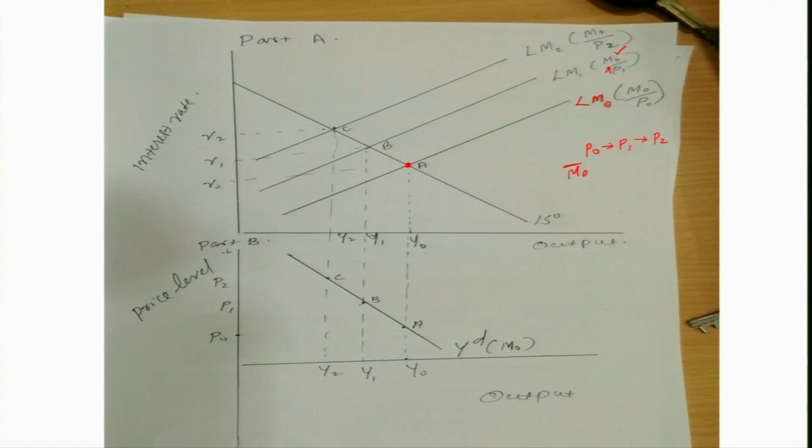We have seen in the previous session that when there is an increase or decrease in money supply, the LM curve shifts. When money supply increases, we have seen that the LM curve shifts rightwards, but here since there is a decrease in real money supply, the LM curve will shift leftwards. So when the price level is P0, the equilibrium position is A. When the price level increases, keeping the nominal money supply constant, real money supply decreases and the new equilibrium position is B. That means this is at price level P1, and this is at price level P0.